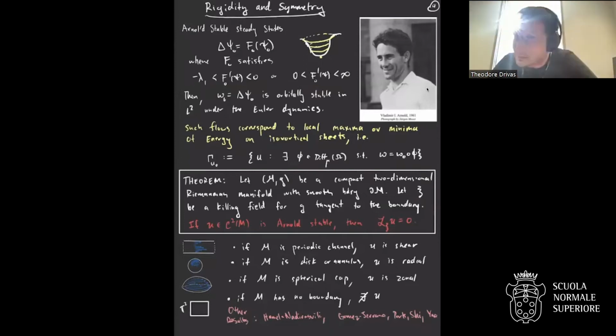You just essentially take the derivative of this equation and use the fact that killing vector fields Lie derivative along those commutes with the Laplacian, and you show that that has trivial solution. So it implies that if you're on a periodic channel, then the stable guys are shears, disk, the radial, spherical cap, the zonal, and so on. It also says that if you have no boundary, like the torus or the sphere, then there are no Arnold stable solutions. You need some sort of symmetry breaking to have stable solutions there.